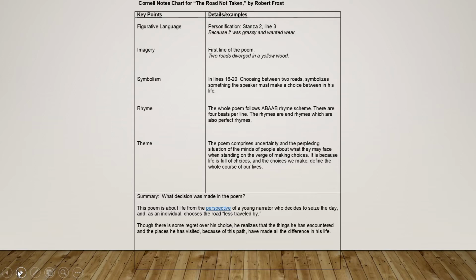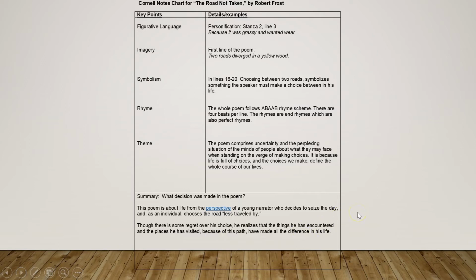And theme, remember that's what we were looking for here. The poem really has uncertainty and the perplexing situation of the minds of people about what they may face when standing on the verge of making choices. It is because life is full of choices, and the choices we make define the whole course of our lives.